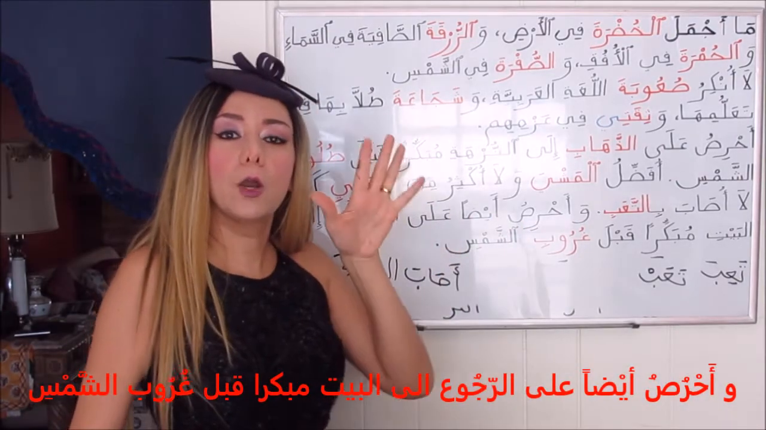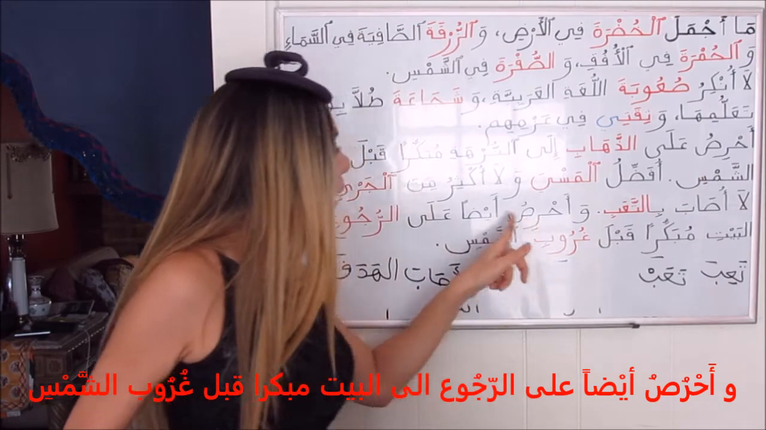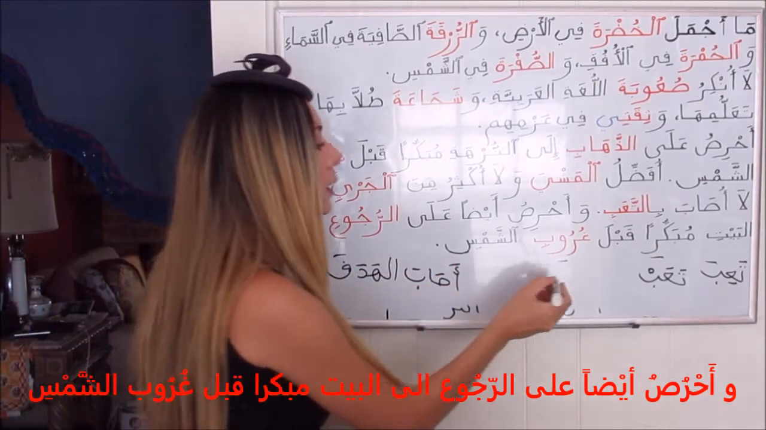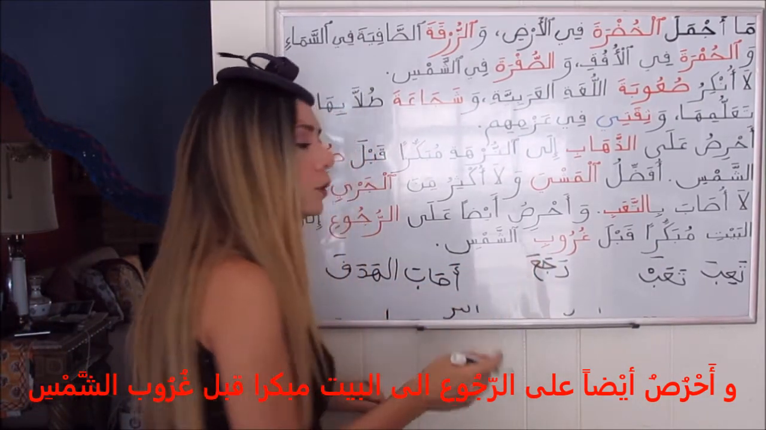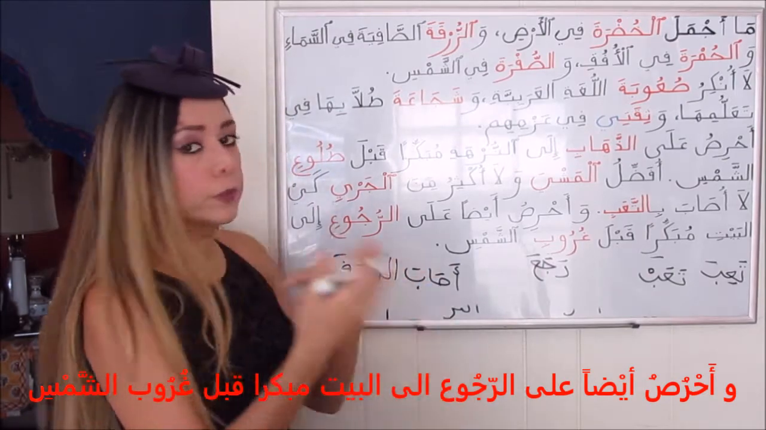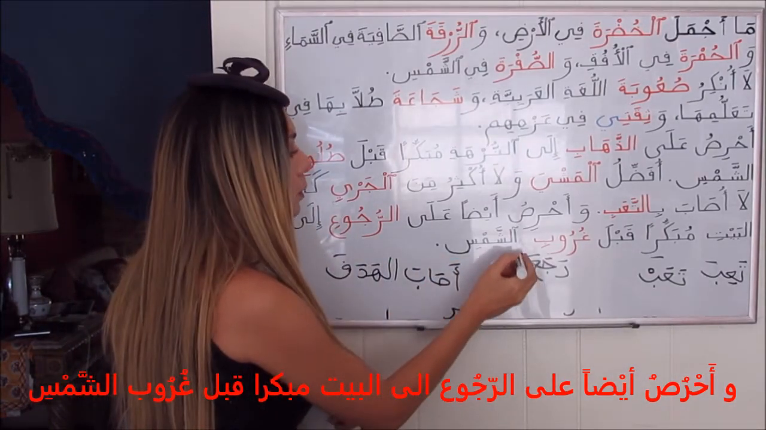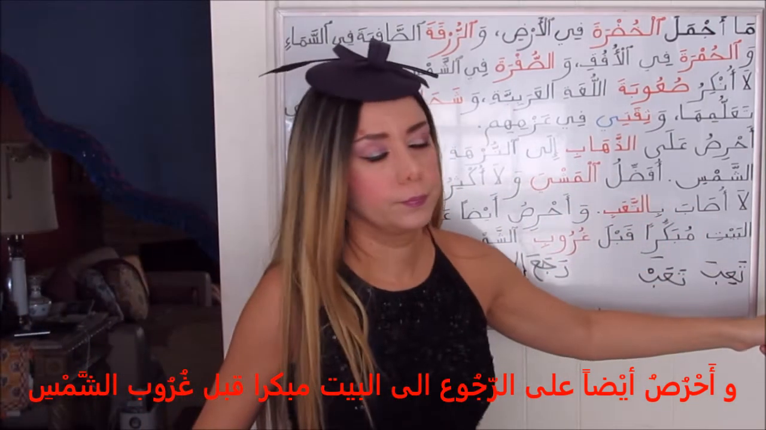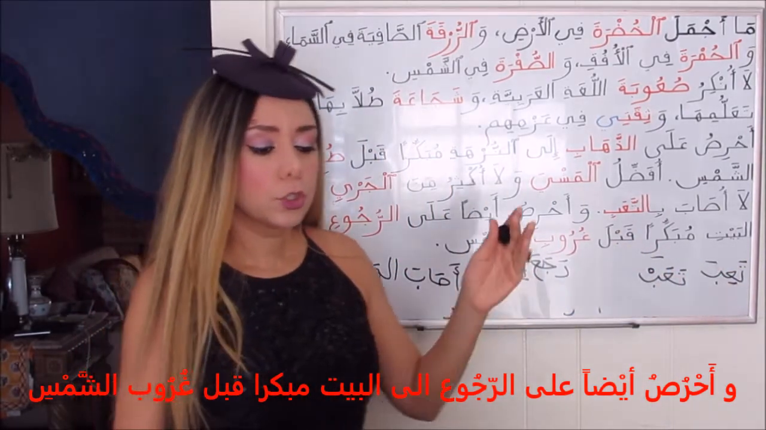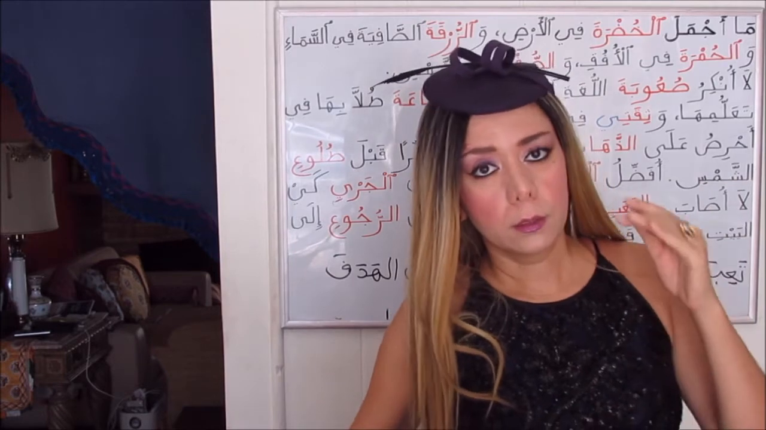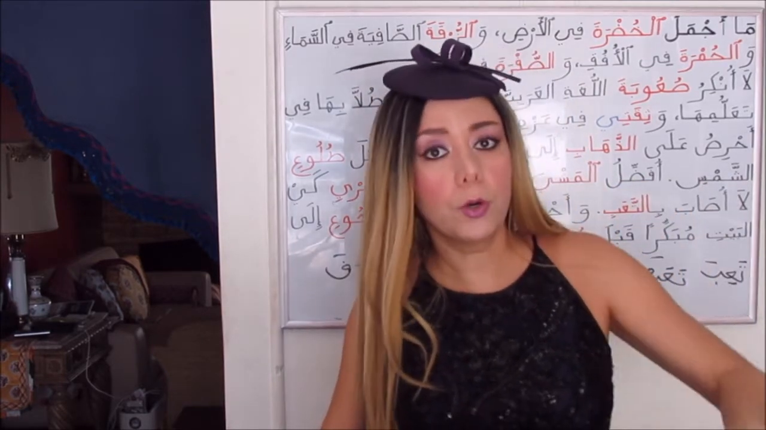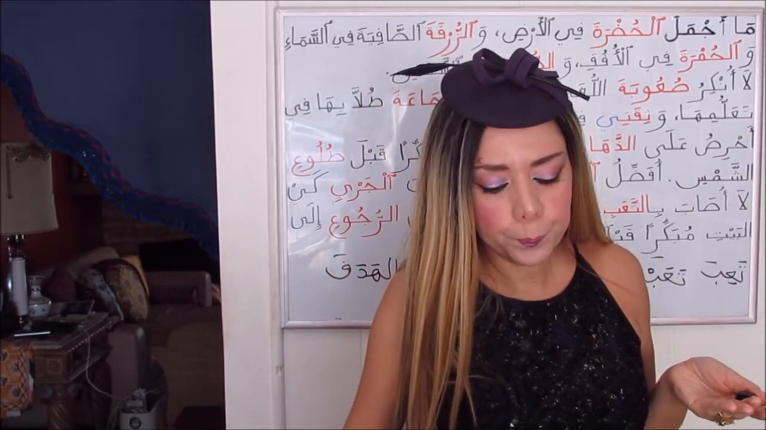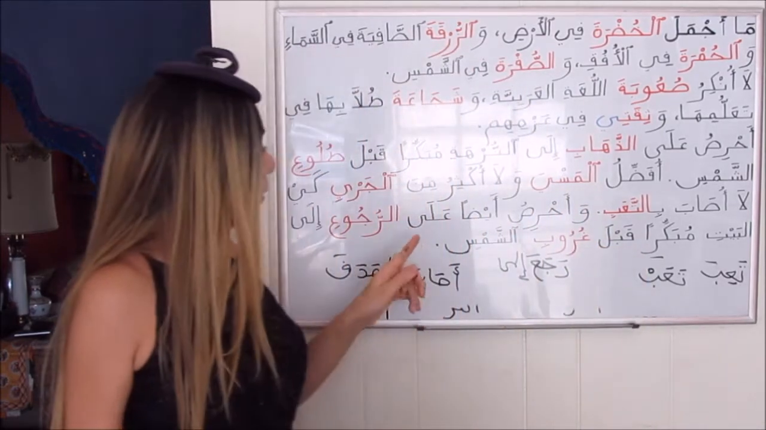وأحرص أيضا, and I also make sure. So أحرص أيضا على. I also make sure. على الرجوع from the verb رجع. رجع to return or to come back. الرجوع returning. رجع إلى return to somewhere. الرجوع إلى البيت مبكرا. So, and I also make sure to return back home. الرجوع إلى البيت. بيتي home. To return back home early. مبكرا.